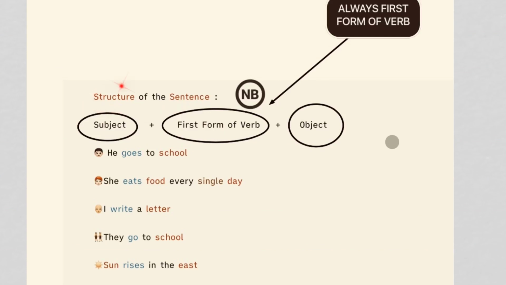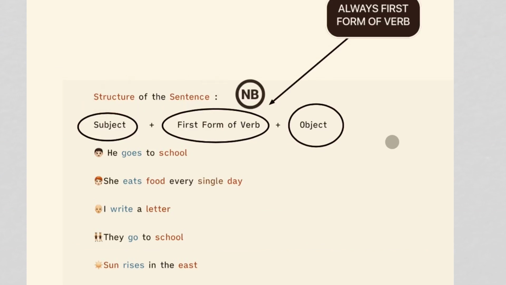With any singular, singular means basically one person or anything singular, you will also use s or es with it. So with he, she, it, we will use the first form of the word plus s or es. Now with plurals, they and we, we will just use the first form of the verb, but we would not use s or es with it. Here is the structure of the sentence.